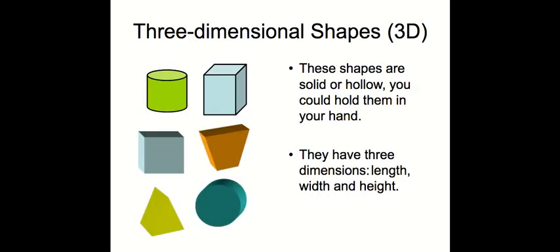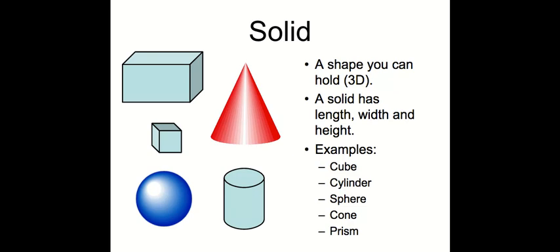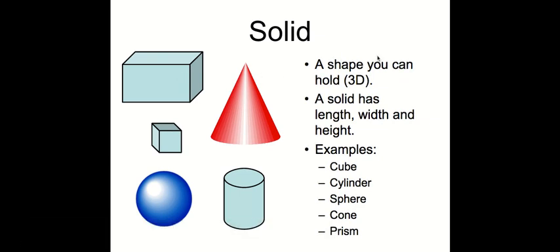Now we're going to talk about three-dimensional shapes. Remember, those last shapes we talked about were two-dimensional because they only had two dimensions, length and width. Now we're going to add in a third dimension called height. Another word for a three-dimensional shape is a solid. These are all solid figures because you can hold them in your hand. A solid has length, width, and height.